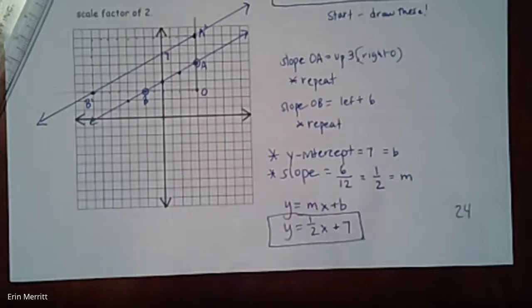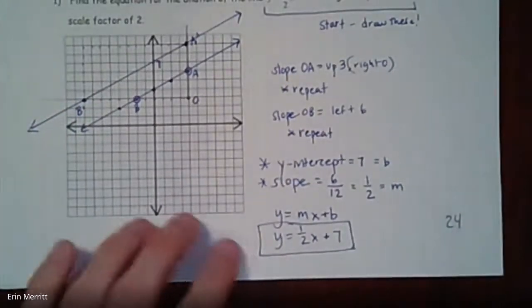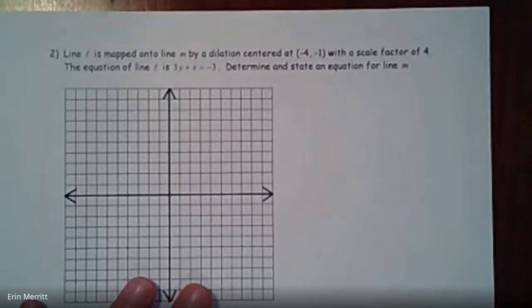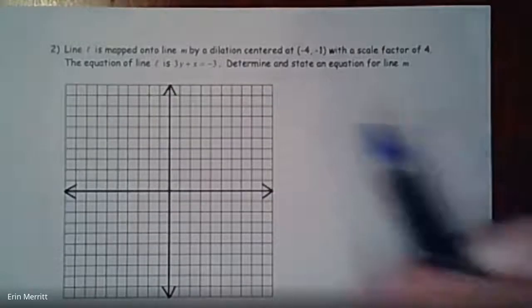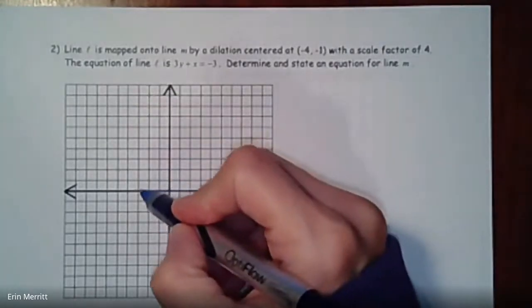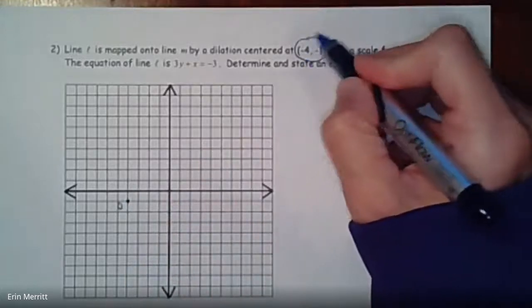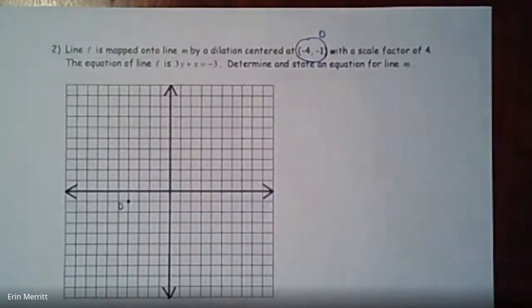All right. Let's try another one and see how it goes. So on to the next page here. It's saying you've got line L mapped onto line M by a dilation centered at -4, -1. So let's plot that. -4, -1. I'm going to call that O. That's going to be my center of dilation there with a scale factor of 4.